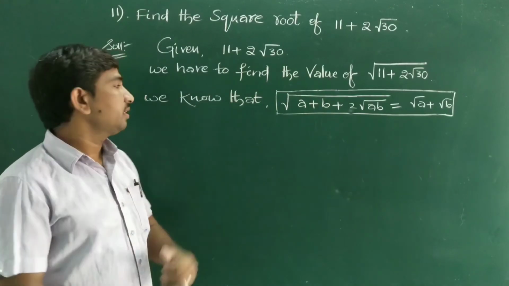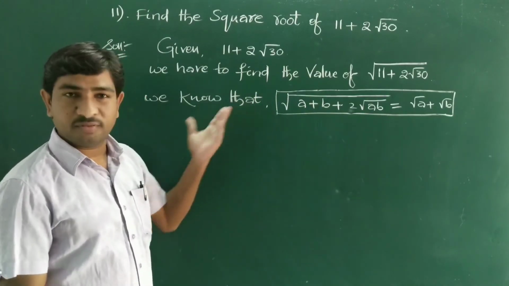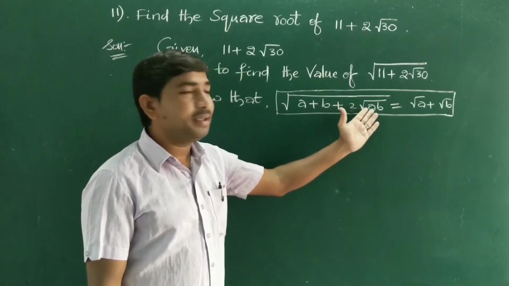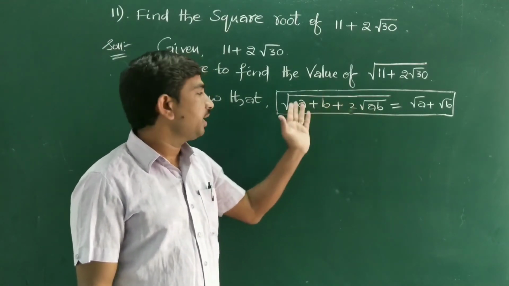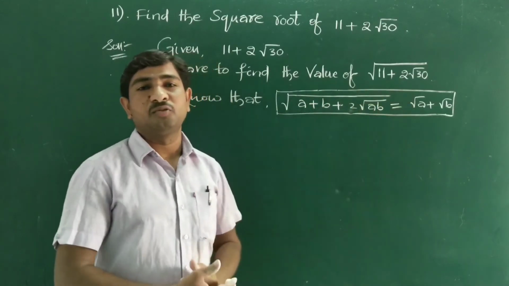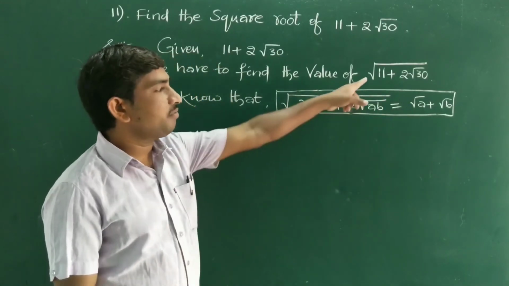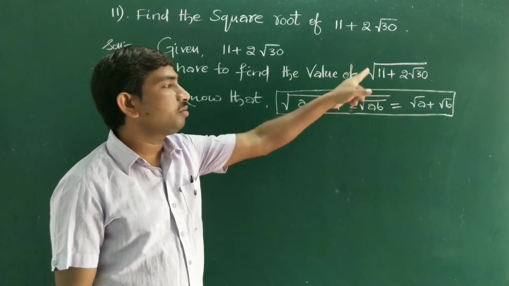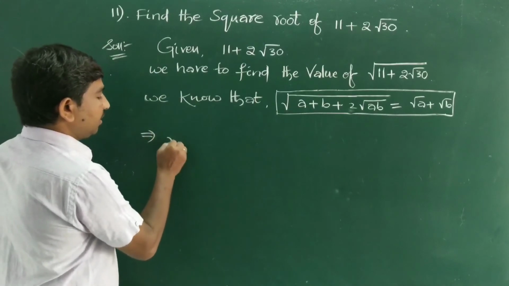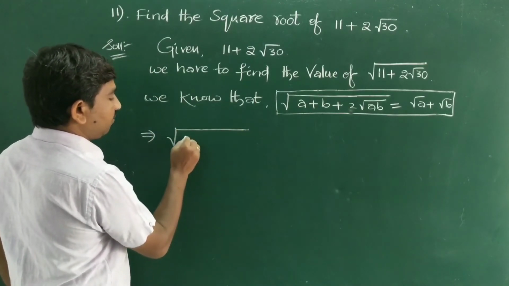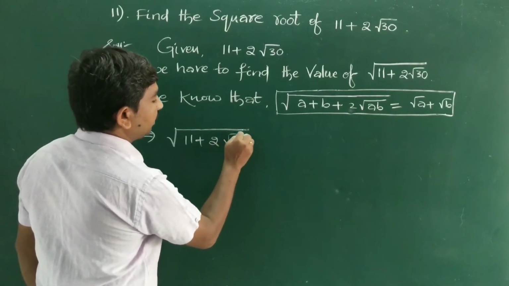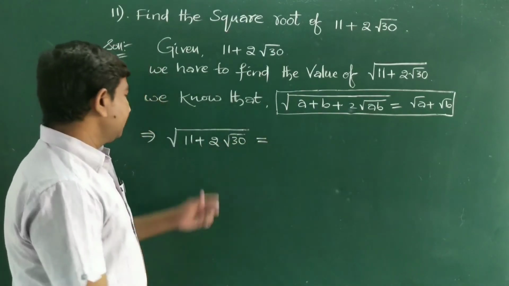And we know that in the syllabus we have one formula, that is, the square root of a plus b plus 2 root ab is equal to what? Root a plus root b. So by using this formula we can find the square root of that value. So here, see how it will be. Let us take the square root of 11 plus 2 root 30.